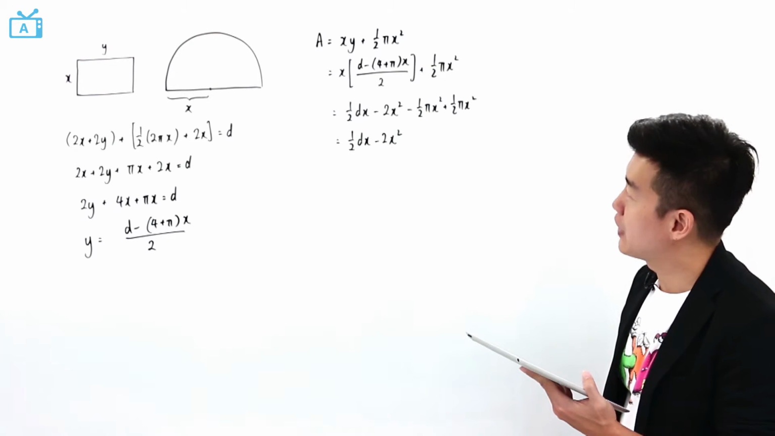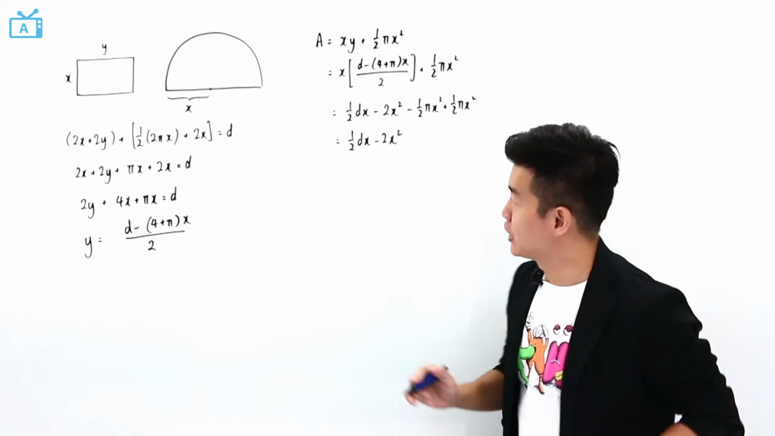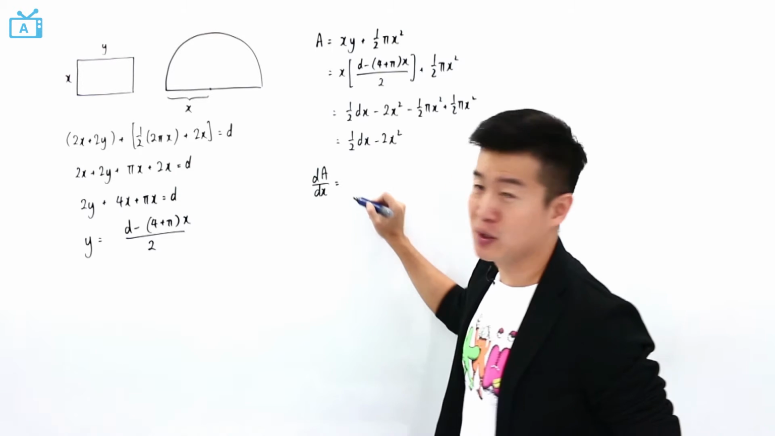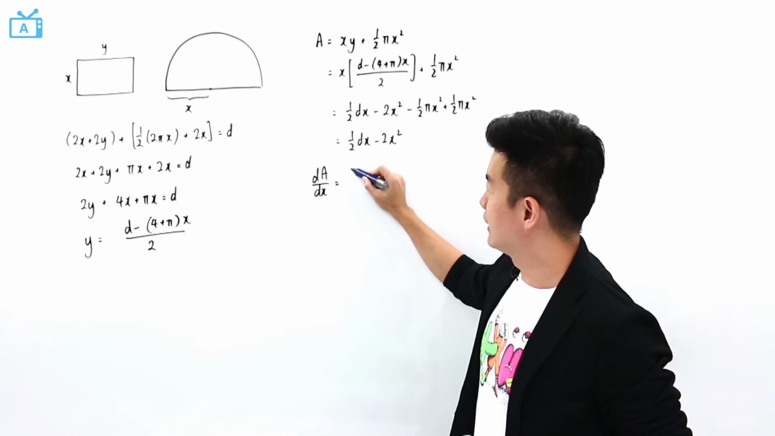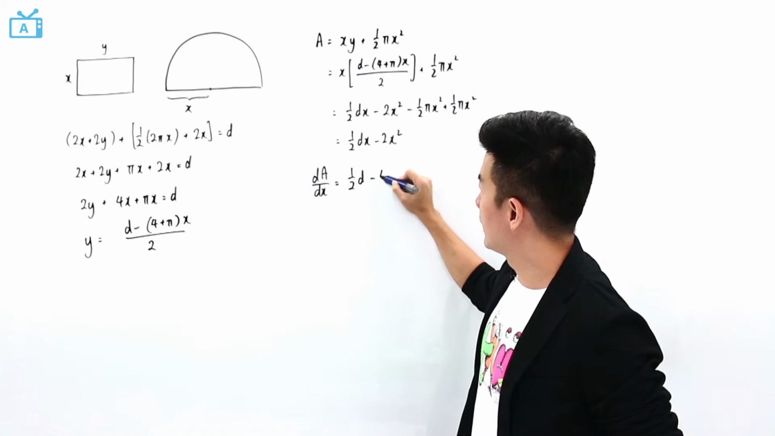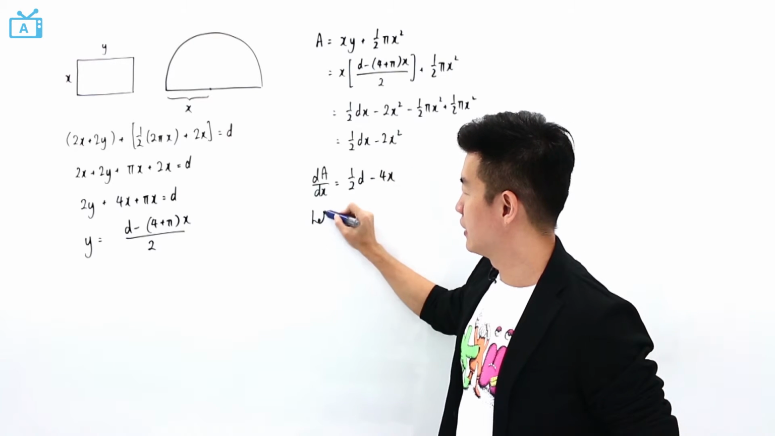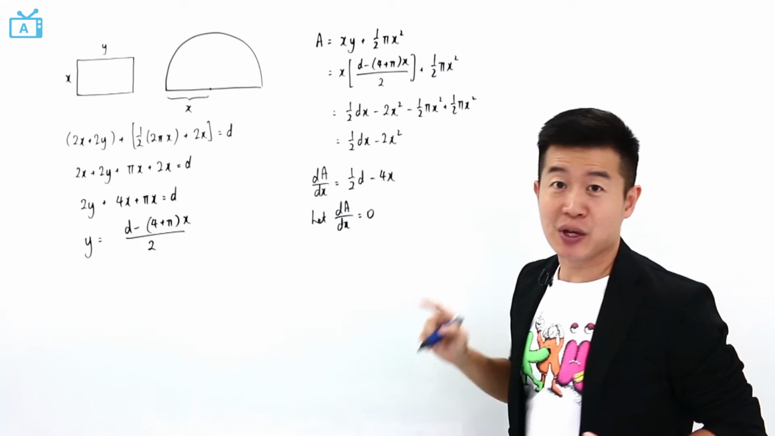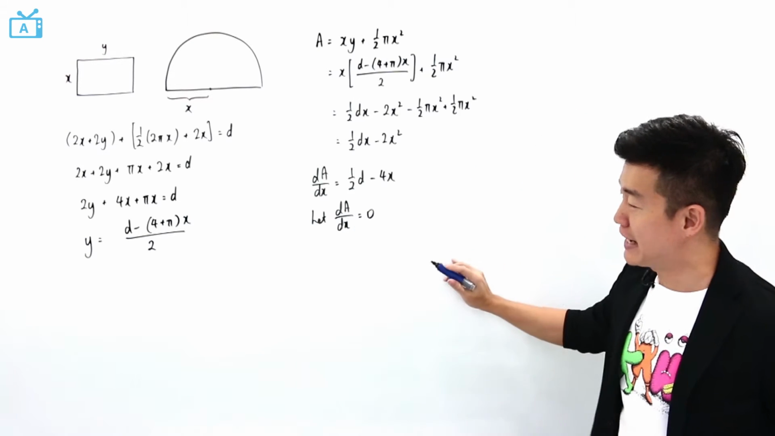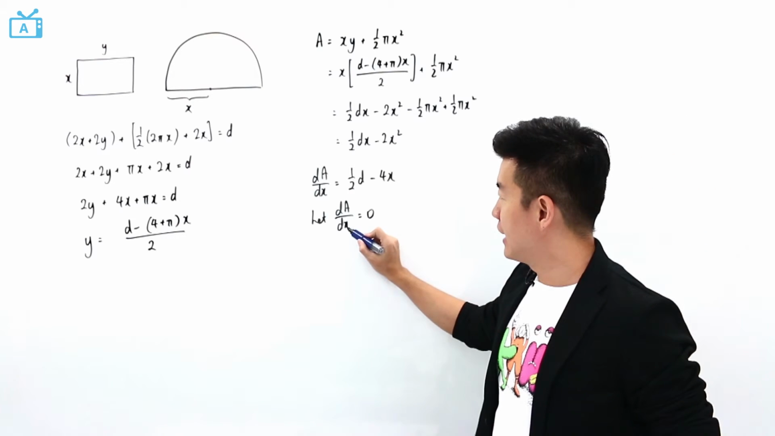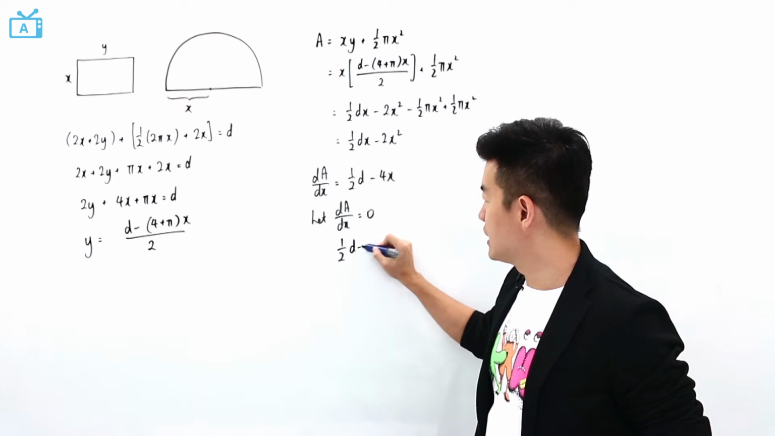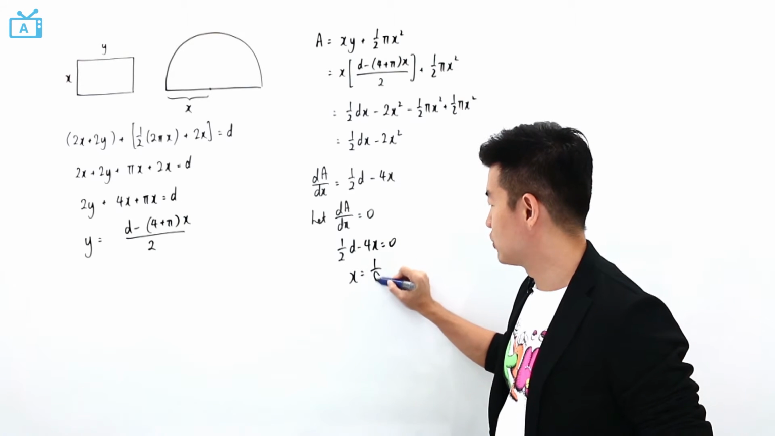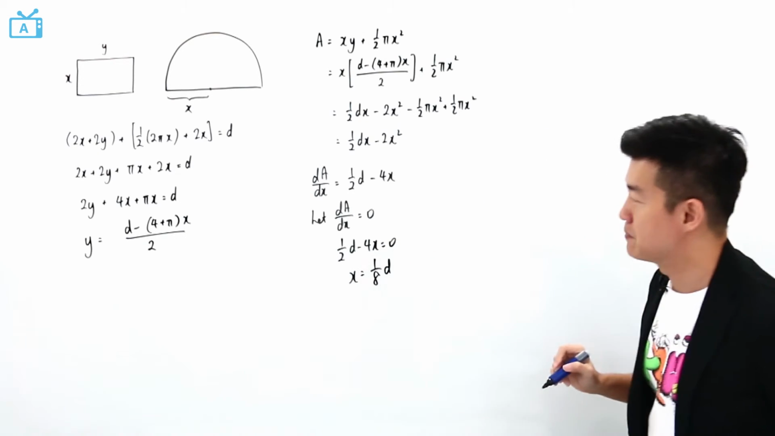And what we're going to do is to find the value of x that causes A to be stationary, and that will be when dA/dx is equal to 0. So let's try to find what is dA/dx, and that is half d minus 4x. And like what we were saying, we are going to let dA/dx be equal to 0 so that we can find out the value of x that's going to cause A to be stationary. And that will be when half d minus 4x is equal to 0, which means that x is going to be equal to 1 over 8 d.